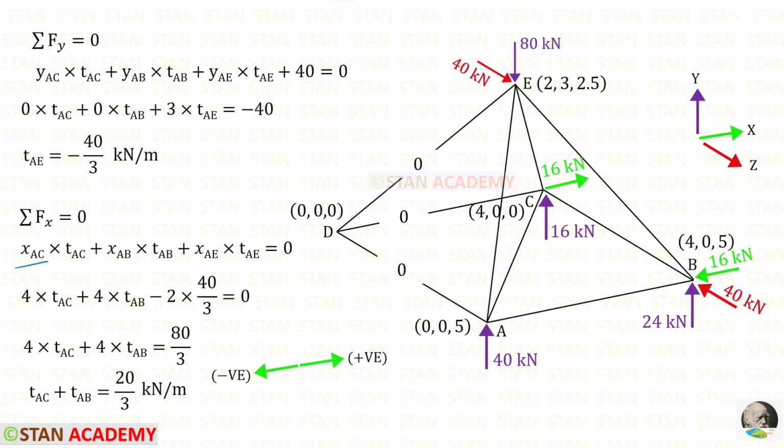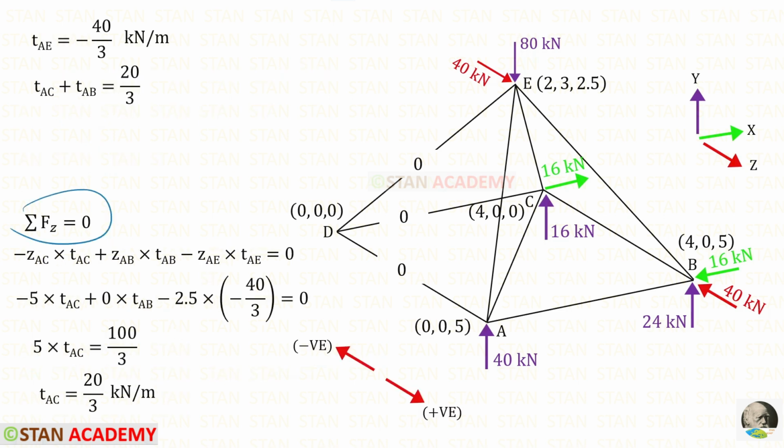The distance for AC in the x direction is 4 minus 0, so it will be 4. The distance in x direction for AB is 4 minus 0, so it will be 4. And for AE, it is 2 minus 0, so it will be 2. We have already found TAE, we can apply that. That is why there is a negative sign. Finally, we will get this equation.